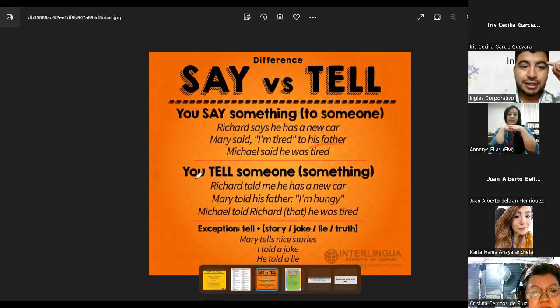El tell es que tú le cuentas a alguien algo. Por ejemplo, Richard told me he has a new car. Richard me dijo. ¿Quién es el someone aquí? A mí. Me dijo a mí. ¿Y qué le dijo? He has a new car. Que tiene un nuevo carro. O la siguiente. Mary told his father. Mary le dijo a quién? A su papá. ¿Qué le dijo? Algo. ¿Qué es ese algo? I am hungry. ¿Ok? I don't know if you have questions with this.